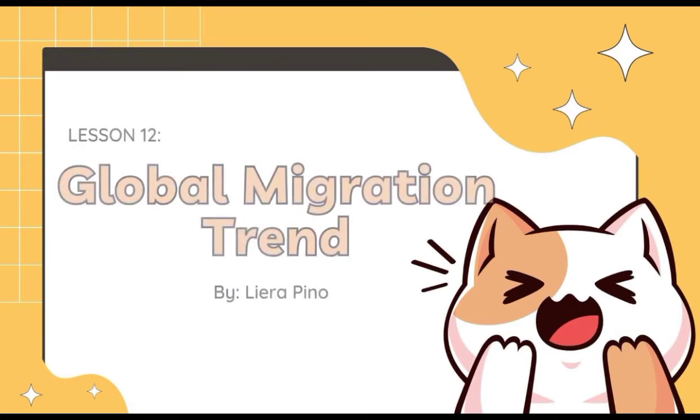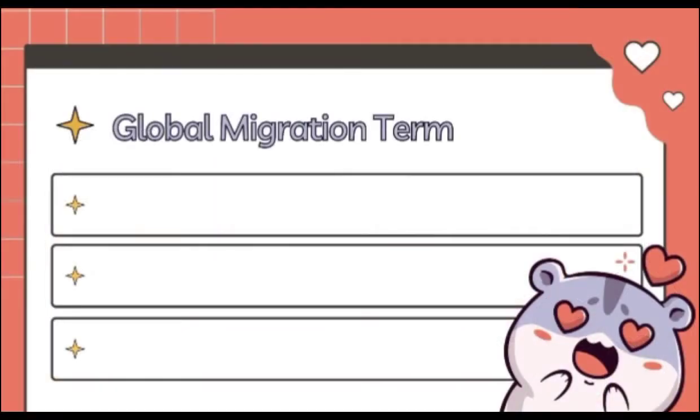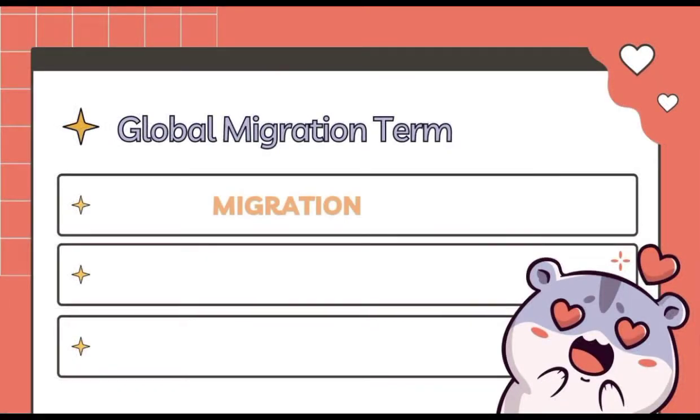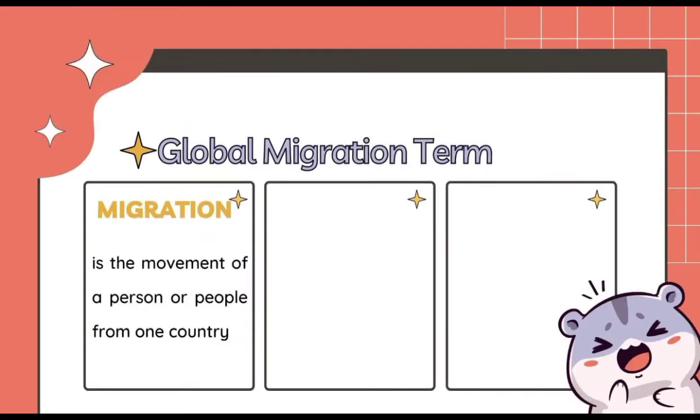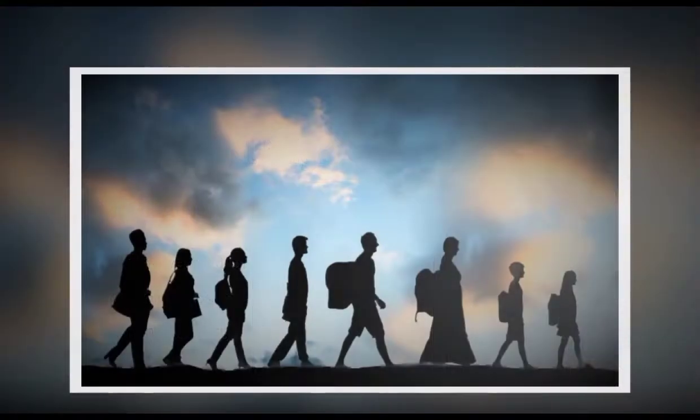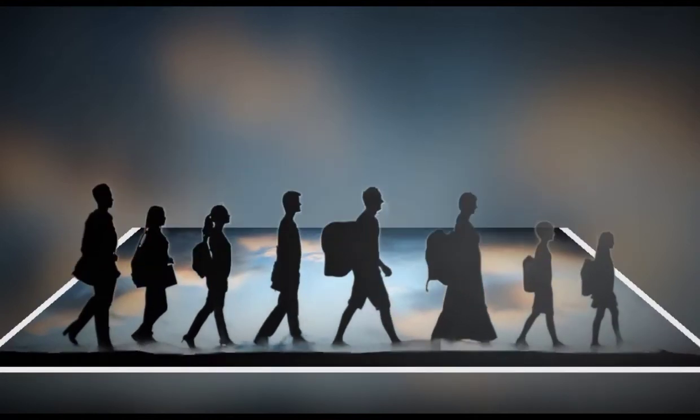For today's video, we're gonna discuss Lesson 12, which is the global migration trend. First, we're gonna familiarize these three migration terms, which are migration, immigration, and emigration. So when we say migration, it is a movement of a person or people from one country. So it is the movement of people from one place to another with intention of settling.